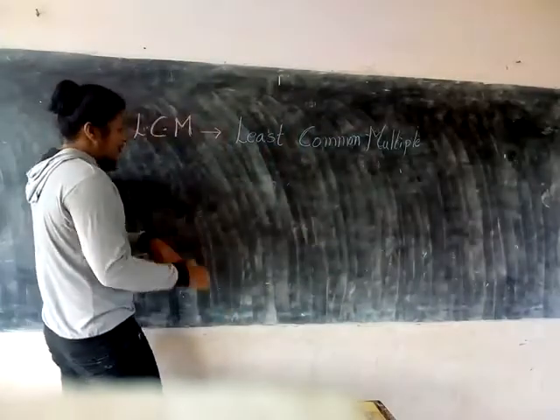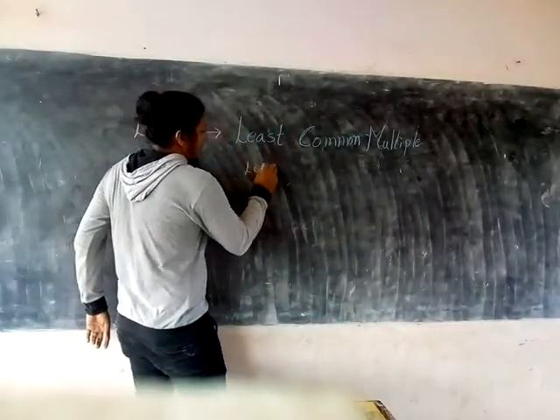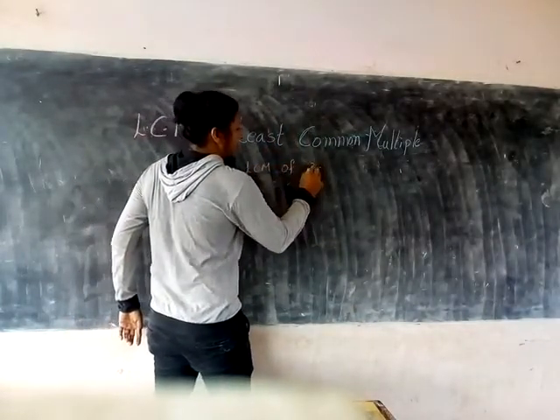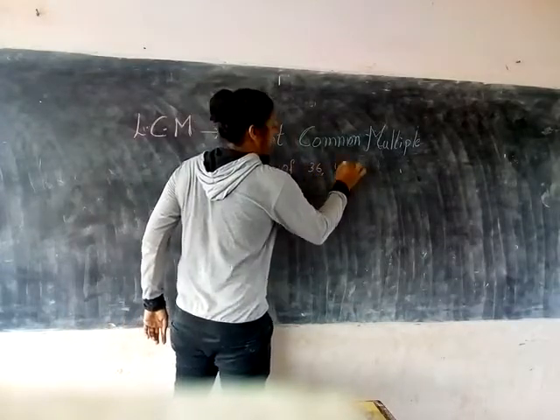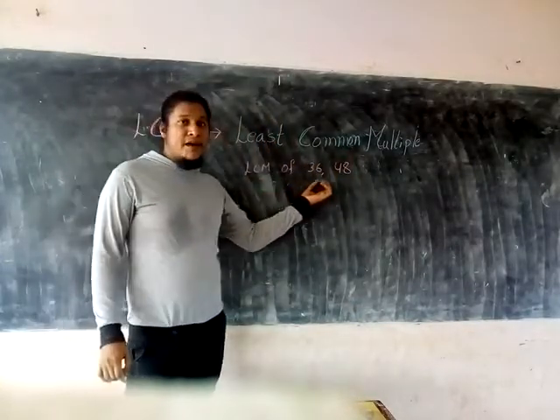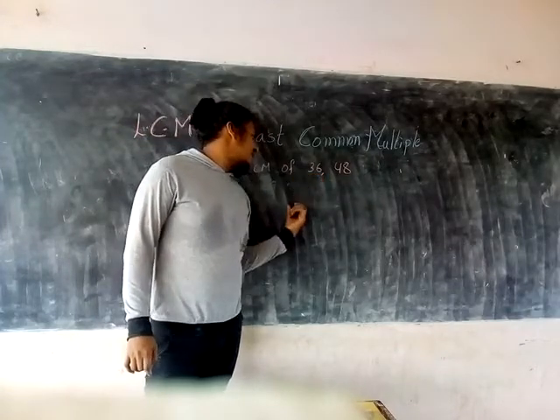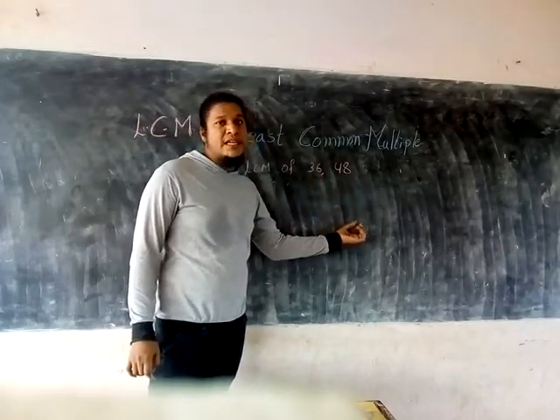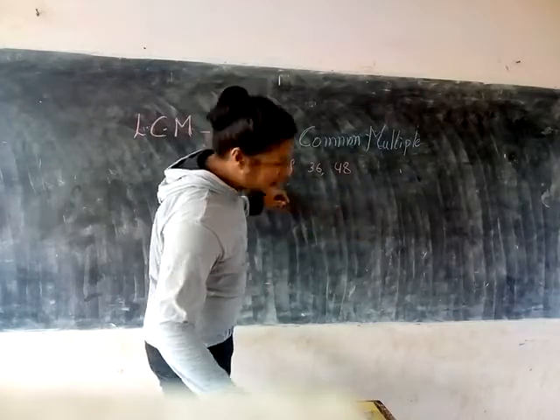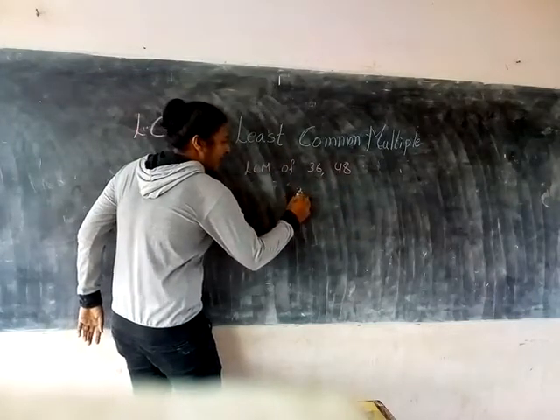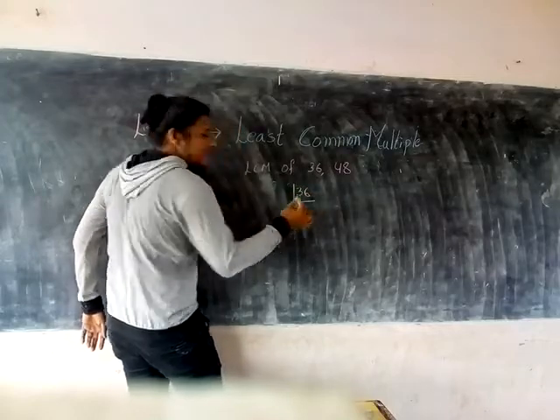Okay. Now what is the LCM of 36 comma 48? Like in the previous problem, if I ask you to write 36 multiples and 48 multiples, it is difficult. So we have to learn another method. First we have to write the prime factorization of 36.